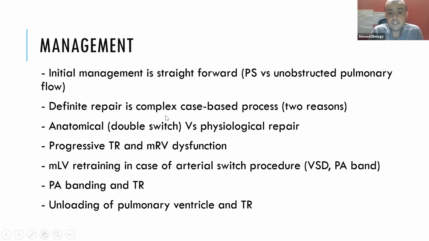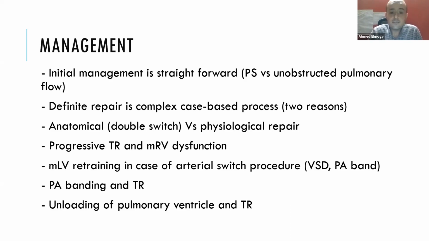However, the definitive repair is a complex, case-based process, as we said, because there are associated lesions and because there is a lot of unpredictable behavior in the morphologic right ventricle and the tricuspid valve. Mainly there is the anatomical repair, which is called double switch repair, and the physiological repair. The progressive TR and morphologic right ventricle dysfunction should be kept in mind, because this may need a reoperation after the initial repair.